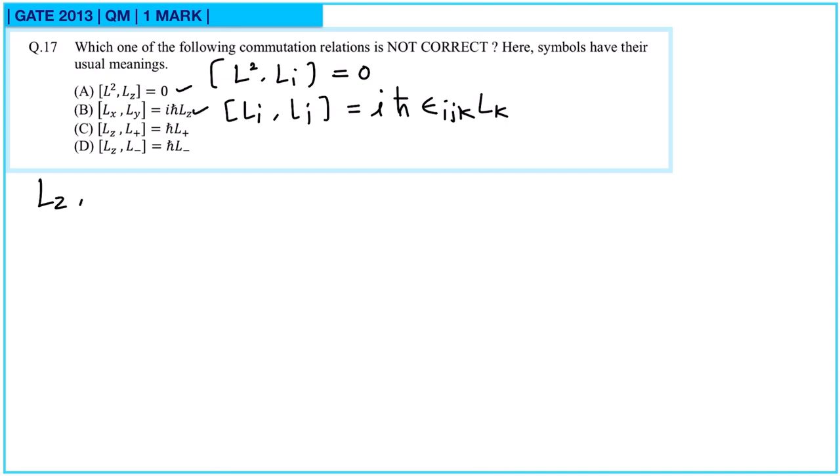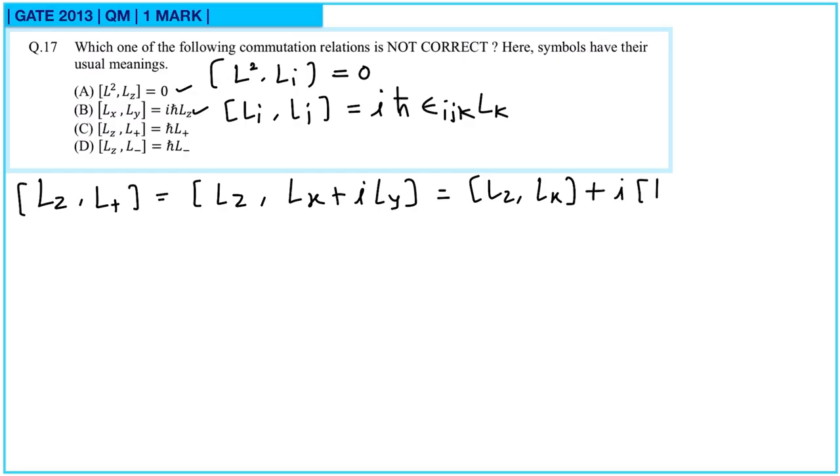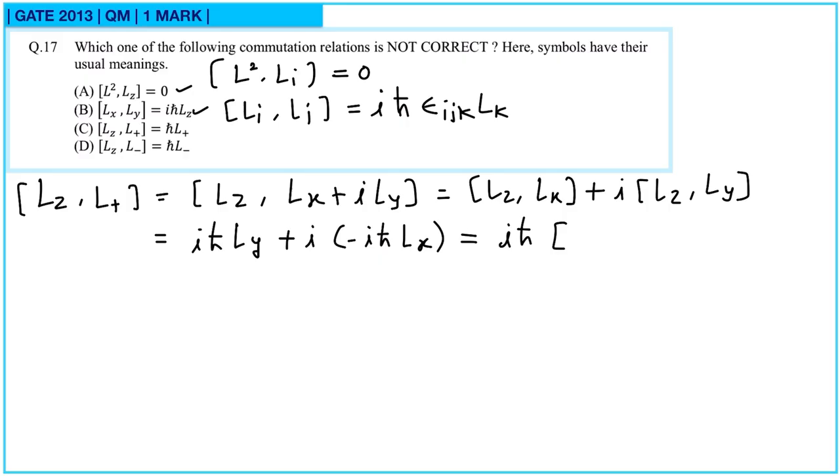Now for option C, we have Lz, L plus. So this will be equal to Lz, Lx plus i Ly, which is equal to Lz, Lx plus i Lz, Ly. Lz, Lx, zx, so they are in clockwise direction. So this will be equal to i h cross Ly plus i into minus i h cross Lx. So this will be minus 1. So minus i h cross into Lx. We can take i h cross common.